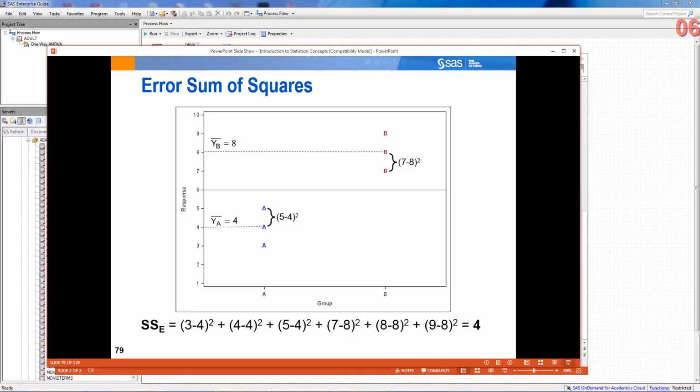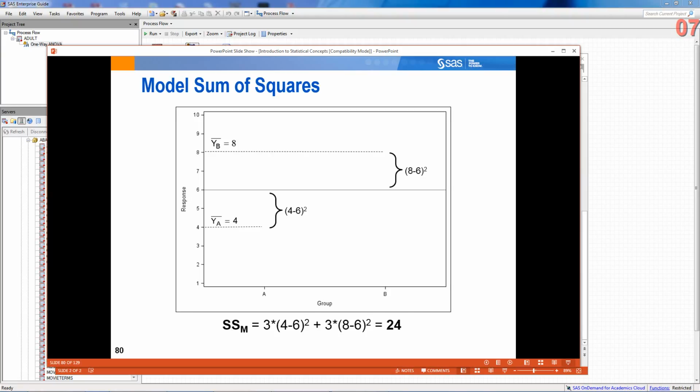Similarly, we have group B. The mean for group B was 8, and we figure out how far away each observation in group B is from the group mean. We square the differences and we add them all up. So the SSE is 4.